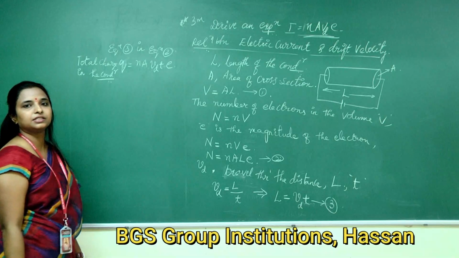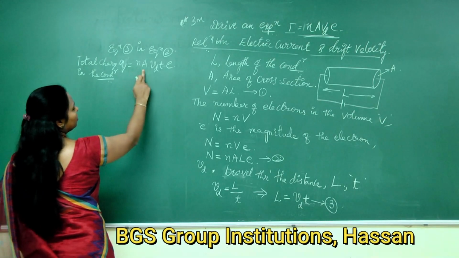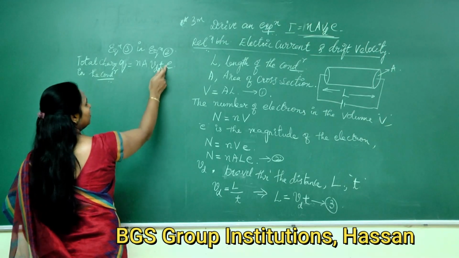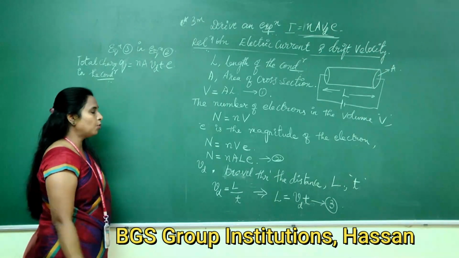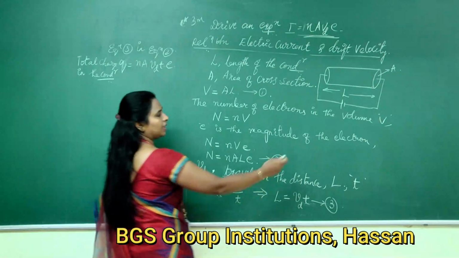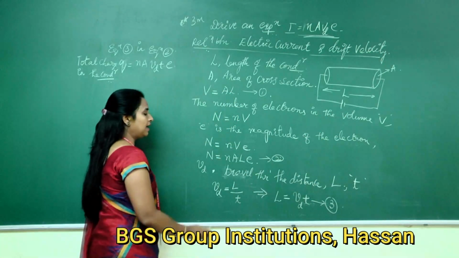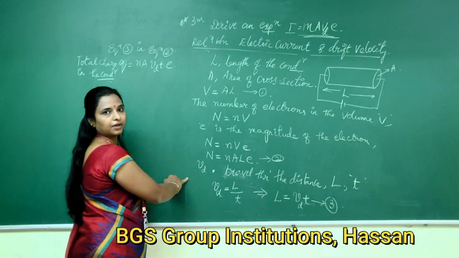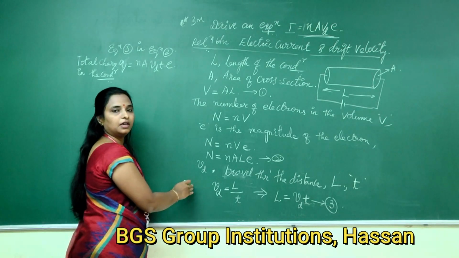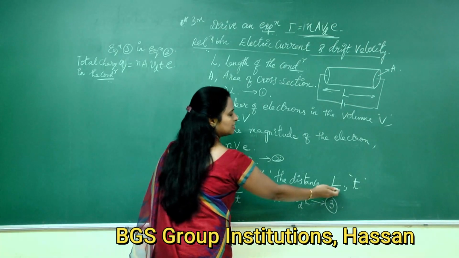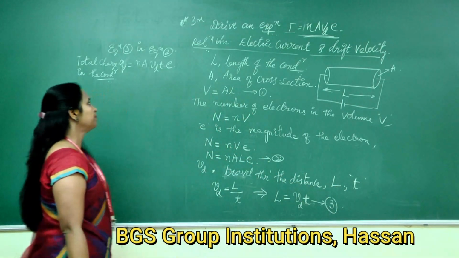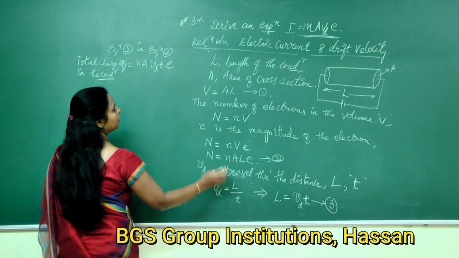So total charge in the conductor is Q is equal to N A Vd t e. Where did this Vd t come from? Since there is a movement of the charges by the application of electric field, they will drift with the drift velocity Vd when they travel through the distance L with time t. So we have written it as Vd t.